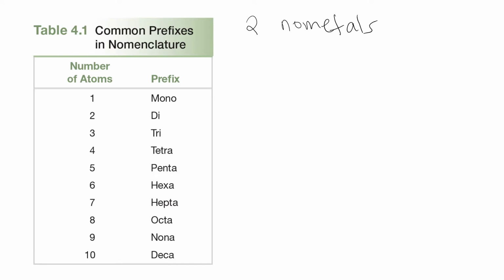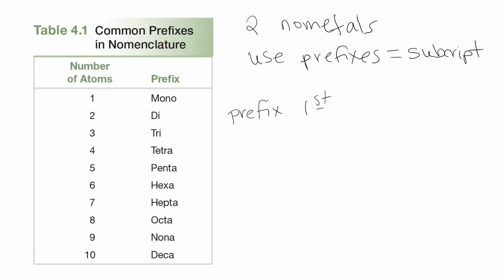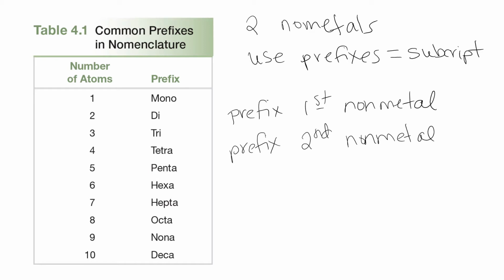In a covalent compound, we will use prefixes. The prefixes tell us how many of a certain atom we have, so they are equivalent to the subscript. When we name these, we will use a prefix in front of the first nonmetal, and we will not change the name of that nonmetal, so we'll give it exactly as it's written on the periodic table. But for the second nonmetal, we will again use a prefix, but we will change the ending of that nonmetal. So we will change the ending to IDE.